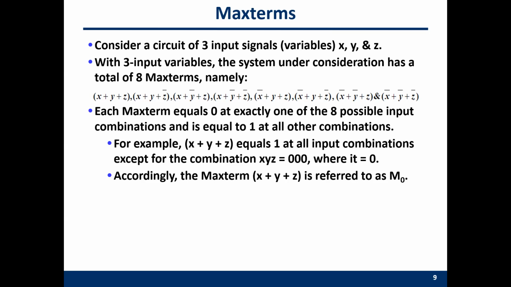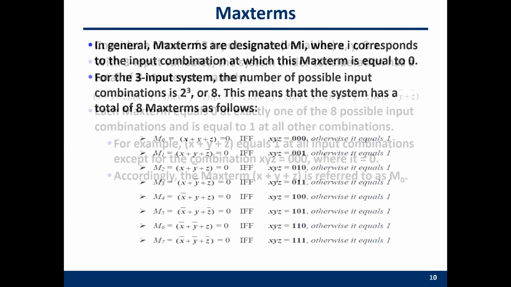And we can write the x or y or z as the capitalized M. And then we also have an index. The index is the decimal form of the input combination which can generate a 0. So for example, if we want this max term to be 0, then x, y, z have to be all zeros. Then if we convert this 3-bit 0 value into its decimal form, the decimal form is also a 0. So we write this max term as the capitalized M0.